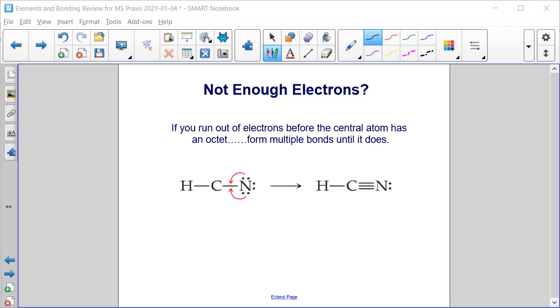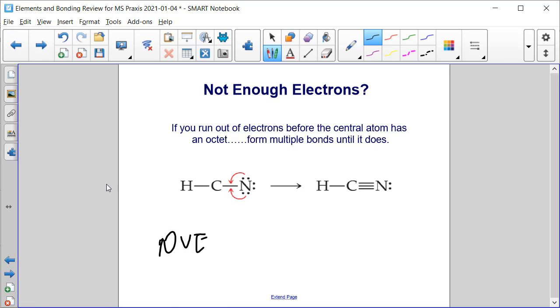What do you do if you run out of electrons before the central atom has an octet? So let's just use this example. I'm going to roughly add up the total number of electrons here. Carbon has 4, hydrogen has 1 valence electron, nitrogen has 5. So that's a total of 10 valence electrons. And if I count what I have here, I have 2, 4, 6, 8, 10.